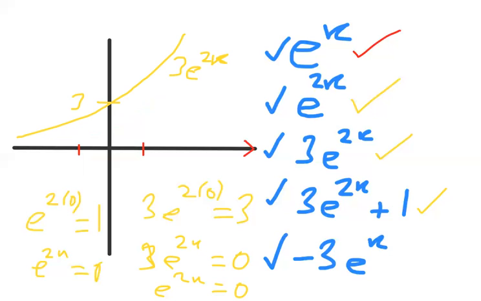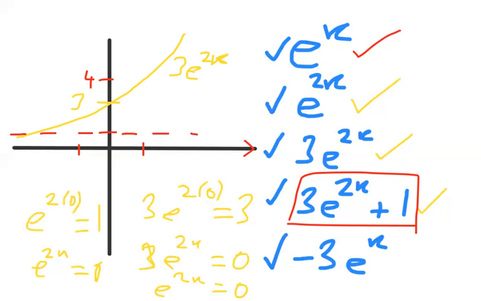And now I'm drawing 3 e to the power 2x plus 1 in red. So every point will be shifted 1 unit upwards. 3 will be shifted to 4. And the horizontal asymptote from y equals 0 will be shifted to y equals 1. So now this will be the horizontal asymptote. Therefore, this will be the shape, the sketch of 3 e to the power 2x plus 1.